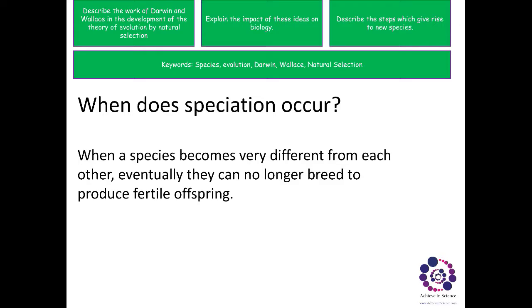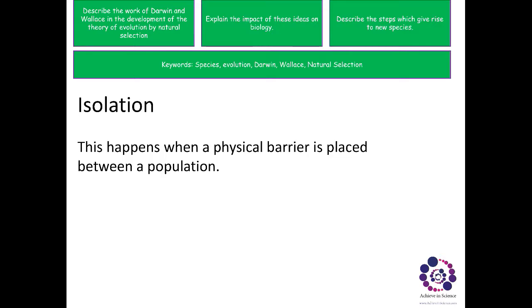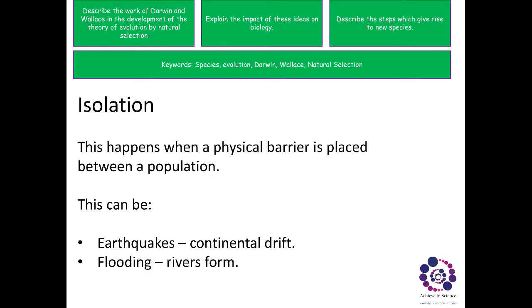So when does speciation occur? When a species becomes very different from each other, eventually they can no longer breed to produce fertile offspring. So how does it occur? Well, it occurs through isolation. Isolation, this is when a physical barrier is placed between a population. This can be caused by earthquakes, via continental drift for example, or via flooding where a river forms between a population.